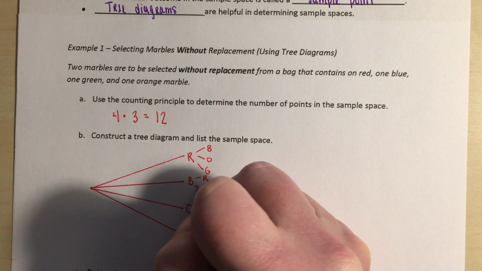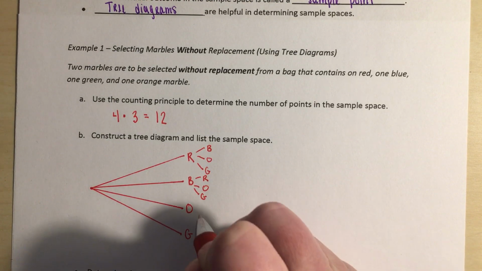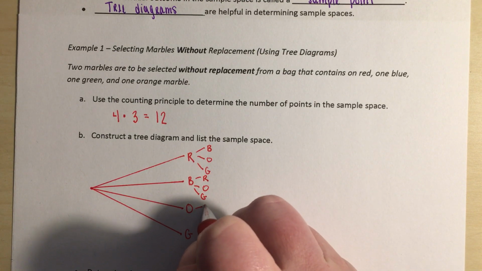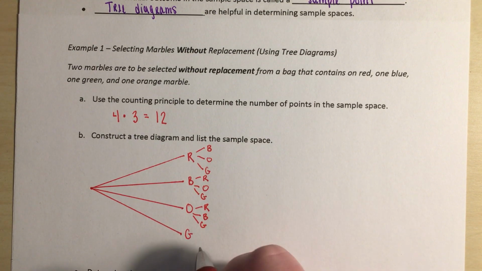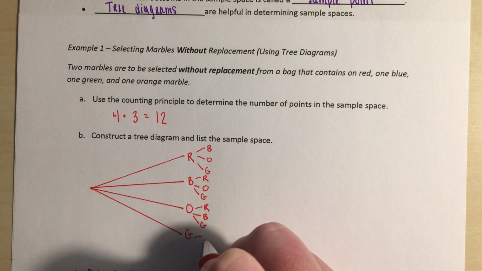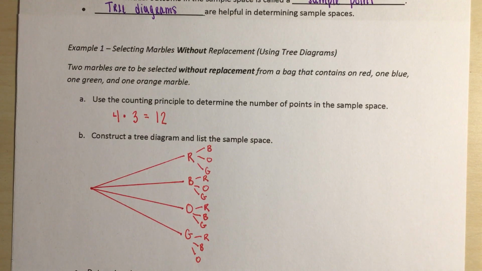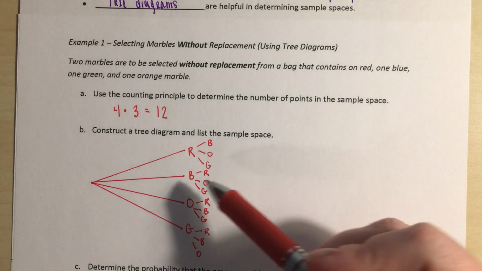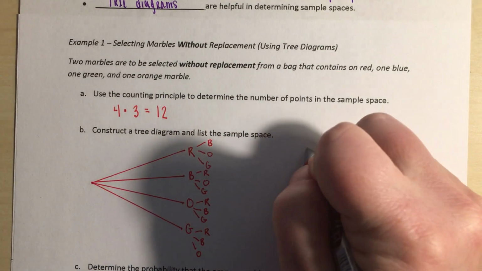So we're going to have a red, orange, or green. If we pick an orange marble, then we're going to have a red, a blue, or green. And if we pick a green marble, then we would have a red, blue, or orange. So basically we can't reuse the same marble once it's been picked and chosen. So again this first represents our first marble, that represents our second marble. Now we're going to list out our sample space.